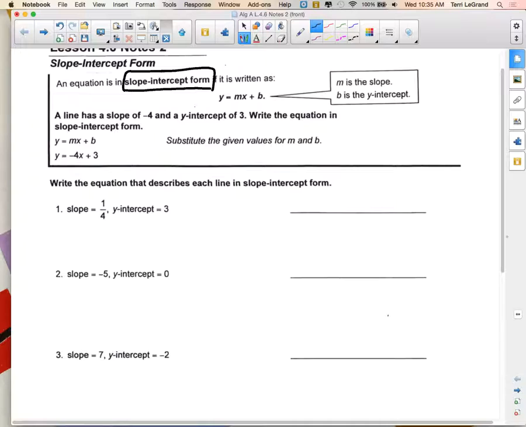So when the directions say to write the equation in slope-intercept form, you're going to know they want you to write it in this form. They want you to write it so that the y is by itself on one side and the x is on the other side, kind of like it was when we were doing tables. We would get the y alone so that the other side would be our function rule. So the function rule part ends up being mx plus b.